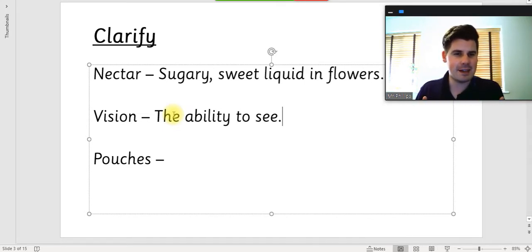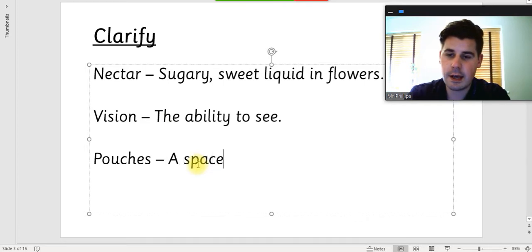The best example I can think of is a kangaroo. A kangaroo has a pouch on its stomach, which its little baby sits in. So some animals have pouches naturally built into their body, so it's a little bit like a stomach. So a pouch is a space to store things. I'm going to put brackets like air pocket.